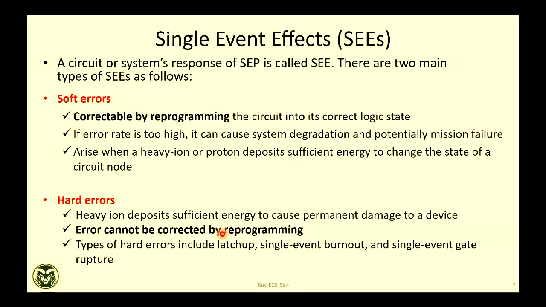Right? It can be stuck at 1, stuck at 0, right? You cannot write it back, for example, the bit error. Or it can be more damaging effects like latch-up, burnout. Those are heavy, a lot of current goes through it. It is causing some burning out of the circuit. So those kinds of errors are also called hard errors. So typically these are the two types of errors caused by single event effects.